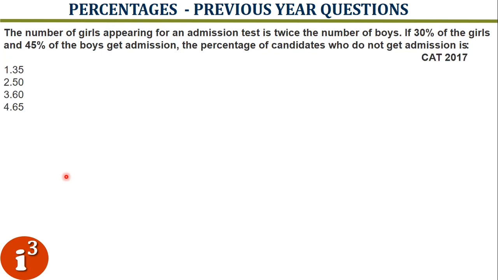This is a question of CAT 2017 again. The number of girls appearing for an admission test is twice the number of boys. If 30% of the girls and 45% of the boys get admission, the percentage of candidates who do not get admission is what? So the number of girls is two times the number of boys.